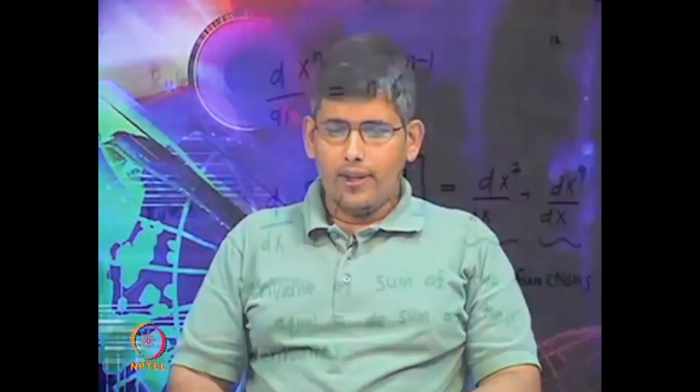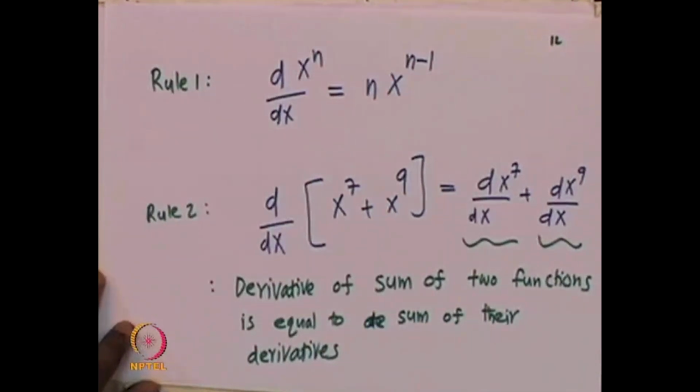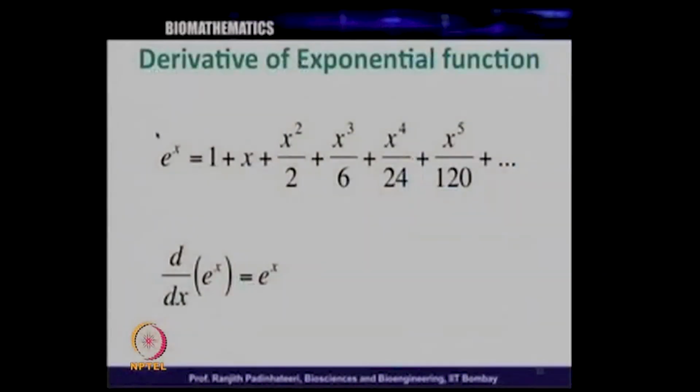As we saw, if we know these two rules, rule 1 and rule 2, we can calculate derivatives of many functions. Let us take the example of the exponential function. The exponential function e power x is nothing but 1 plus x square by 2 plus x cube by 6 plus x power 4 by 24 plus x power 5 by 25 and so on up to infinity. So, this is a sum of infinite terms, and let us say you want to find the derivative of this.